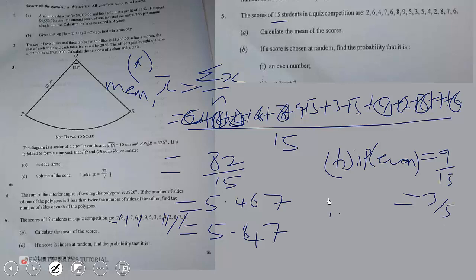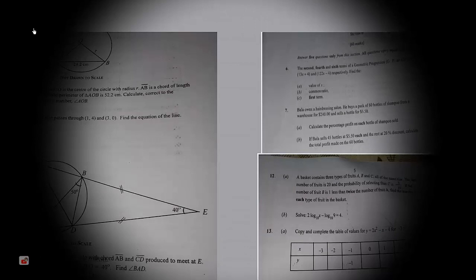The part I is not very clear. I don't know whether it's prime or it's odd. So in the next video, we'll be looking at these questions. Please stay tuned. God willing, we'll solve them and upload them as soon as possible.